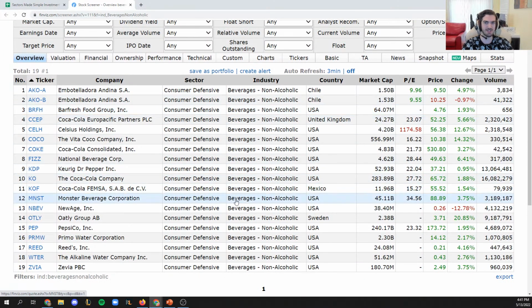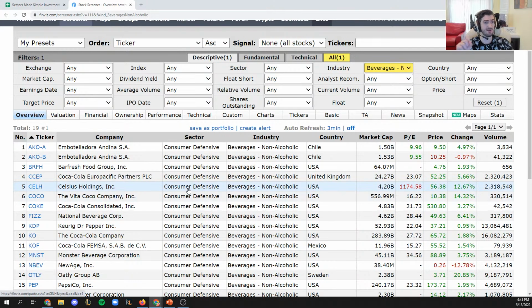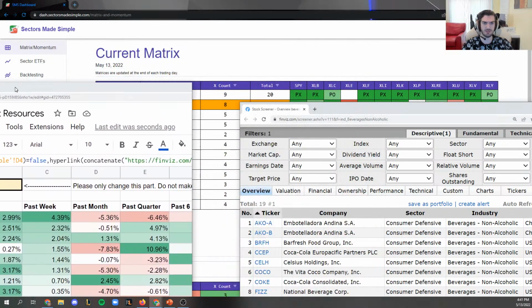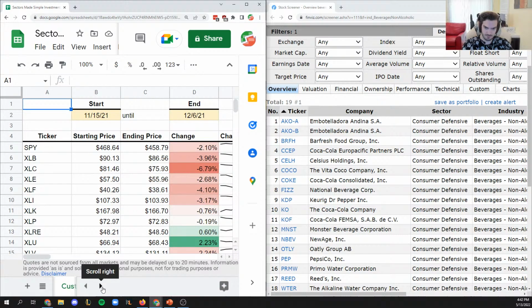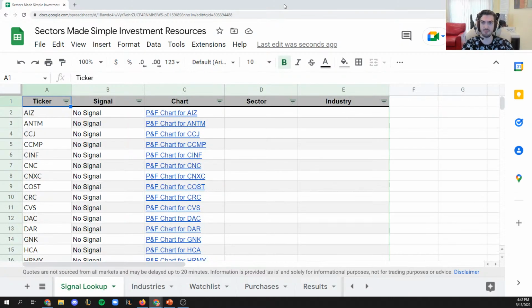Now we have 19 companies within the non-alcoholic beverages industry within staples. Top industry within a leading sector. Once again, 19 companies. We could go through now and we could do something like this, where we go over to our, which page is it? It is the signal lookup.